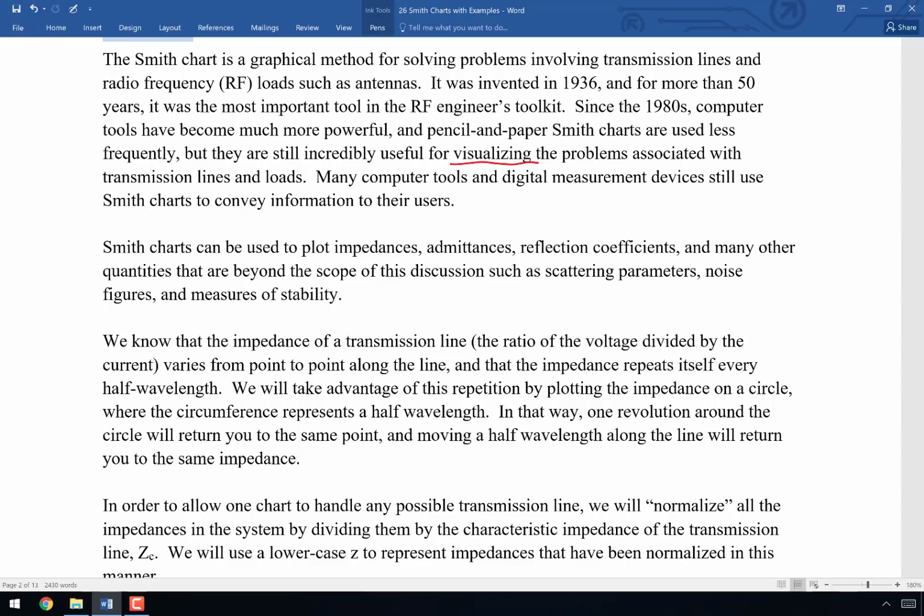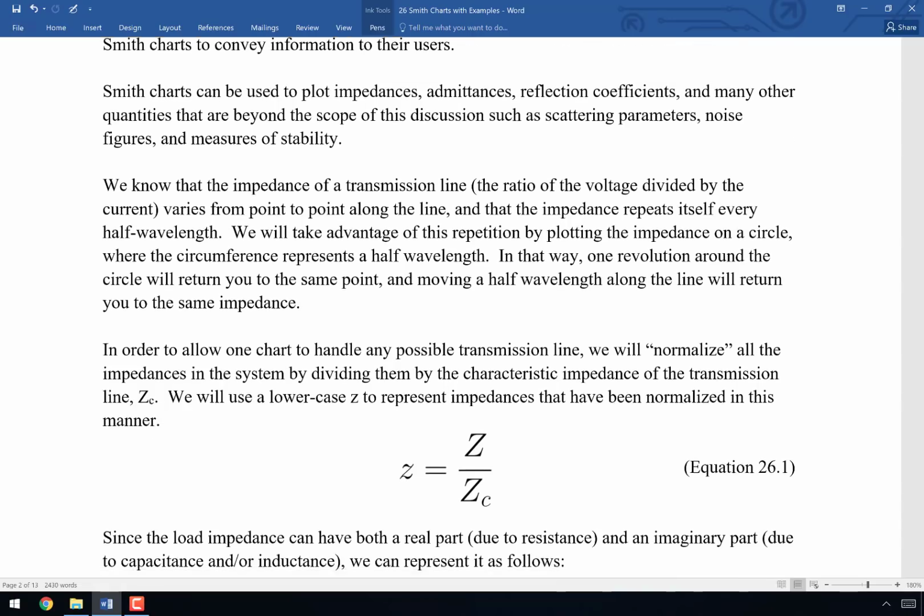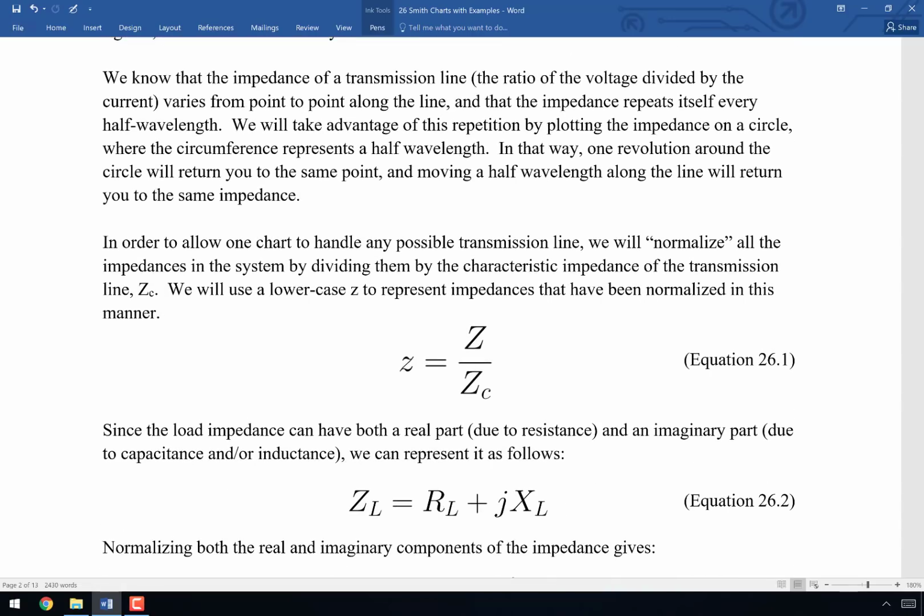We know that the impedance of a transmission line, that is to say the ratio of the voltage divided by the current, varies from point to point, and that the impedance repeats itself. I just want to remind you that we've seen that the impedance repeats itself every half wavelength. That's something that we proved to ourselves last time, and we're going to take advantage of it today by plotting the impedance on a circle.